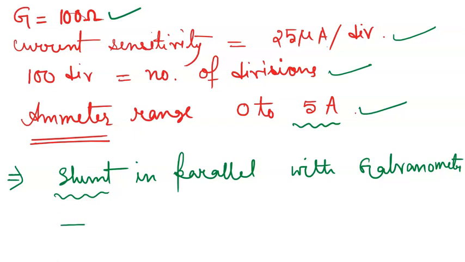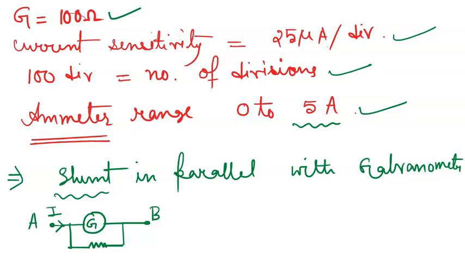Suppose this is the galvanometer, and with this galvanometer we have to connect a small resistance, known as the shunt, in parallel. Like this, we have to connect. Suppose this is high potential point A and this is low potential point B. Now the current will enter. I is the source current, so the source current will get divided into two parts.